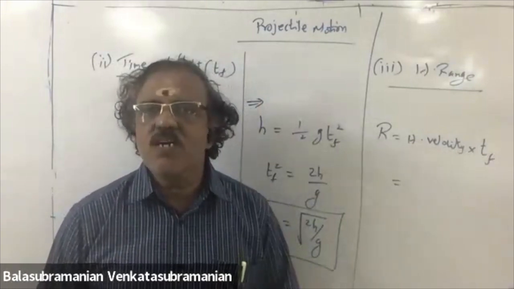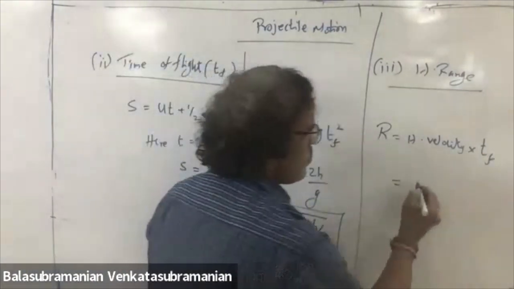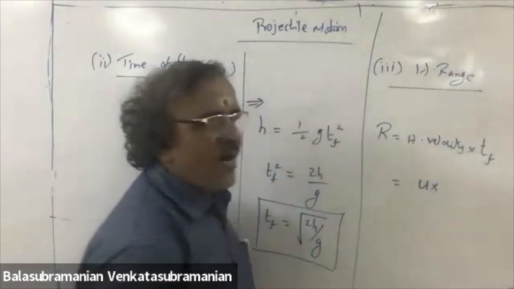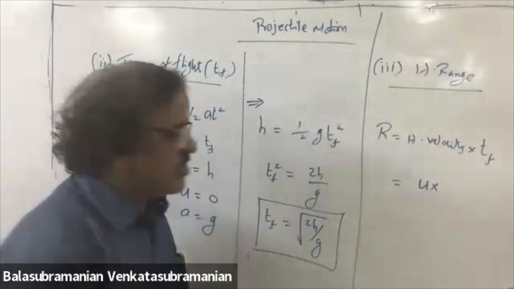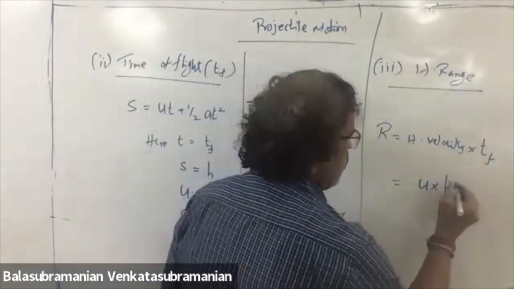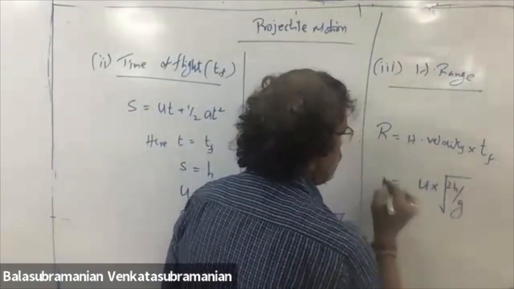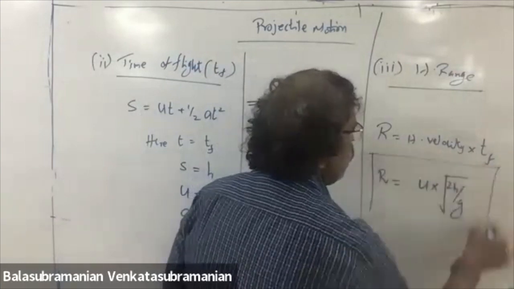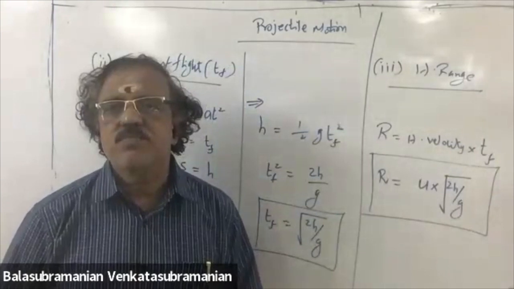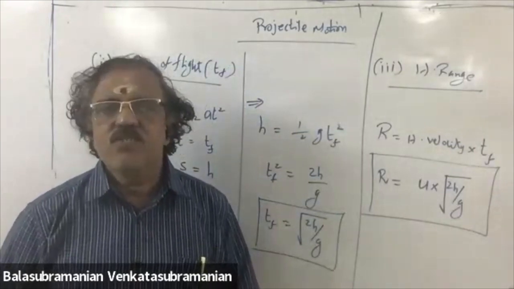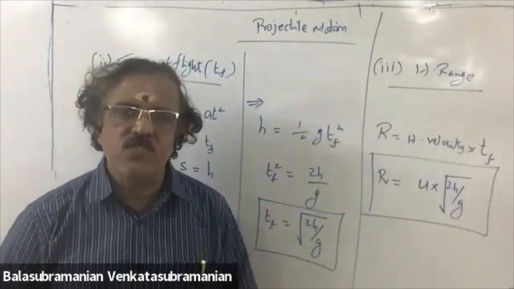What is horizontal velocity? U. What is time of flight? Root of 2H by G. R is equal to U into root of 2H by G. Correct? So this is the horizontal range.